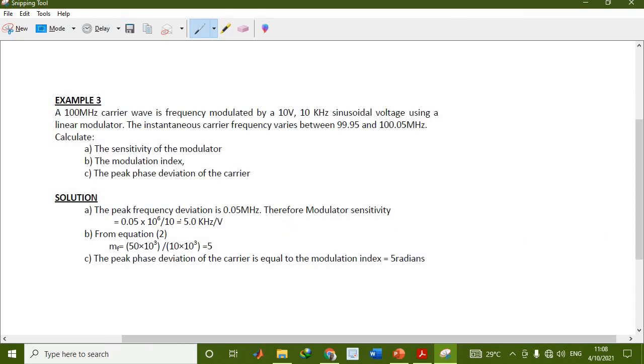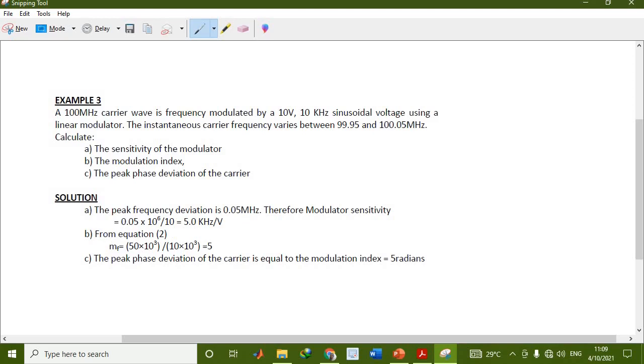Here the peak frequency deviation: we're saying that our signal is deviating from 100 megahertz to 100.05 megahertz. So our deviation, 100.05 minus 100 megahertz, gives us a frequency deviation of 0.05 megahertz. Therefore, the sensitivity is equal to this deviation divided by the modulating signal, which is 10 volts, to give us 5 kilohertz per volt.